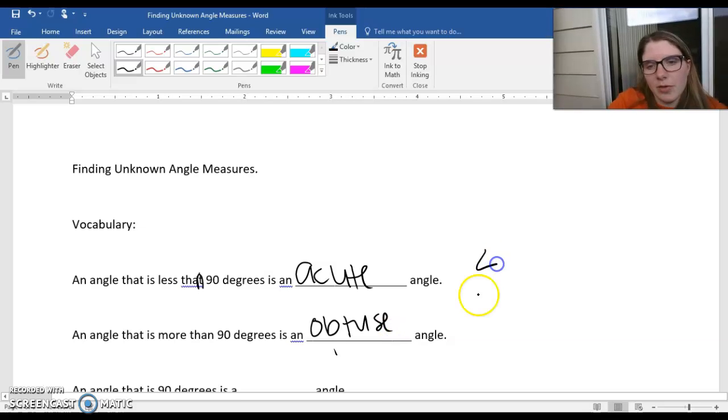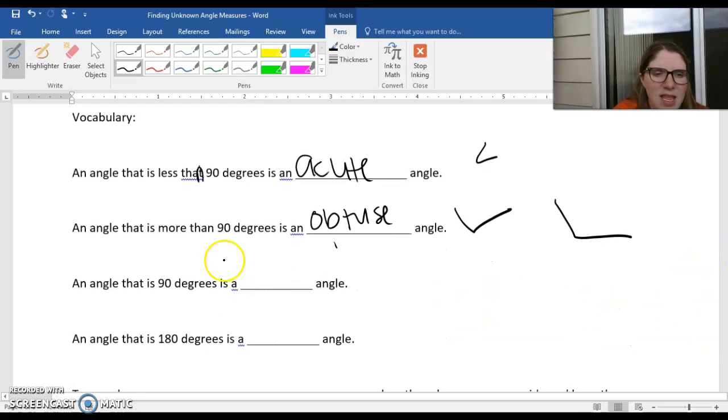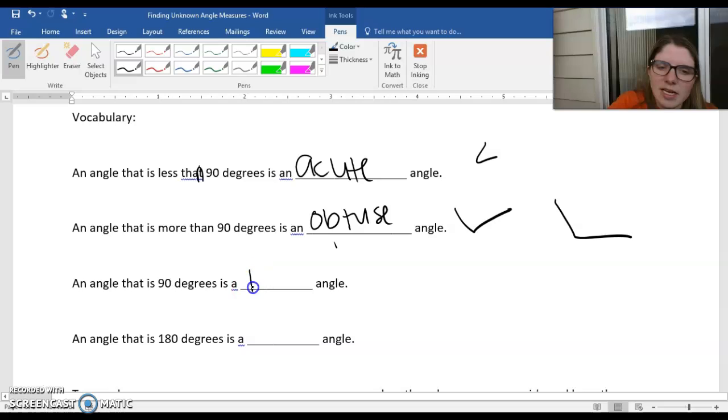Just remember, like acute and then obtuse would be like a bigger angle, more than 90 degrees. An angle that's 90 degrees is a right angle. An angle that's 180 degrees is a straight angle.